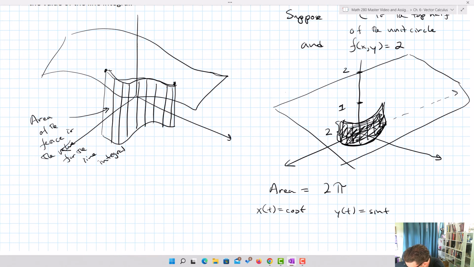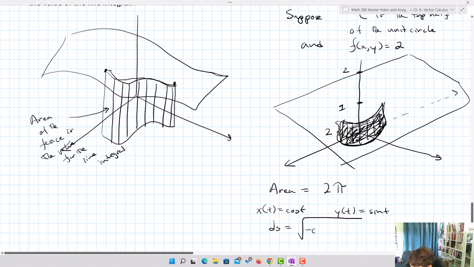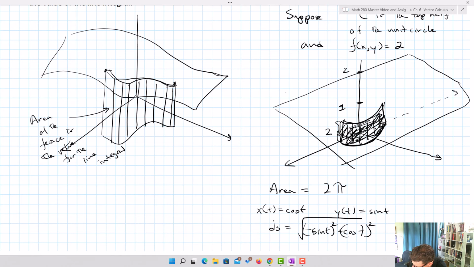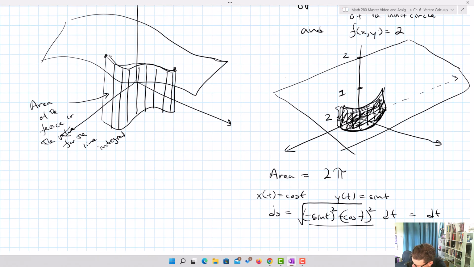We already know that ds, we saw this earlier, is the square root of negative sine t squared plus cosine t squared dt. And that just equals dt, right? Because that's going to end up being 1. So we end up with the integral.